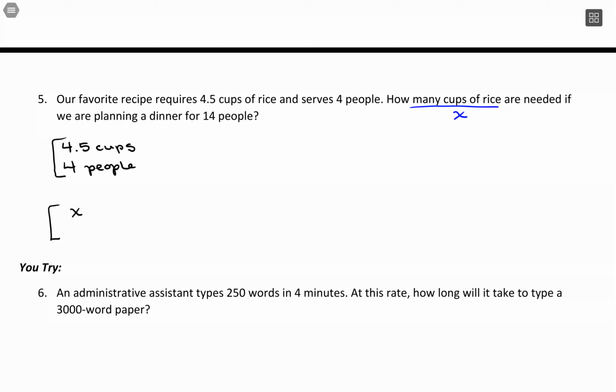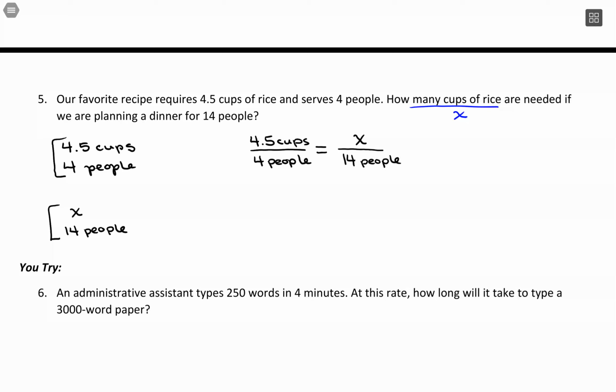So what's going to happen is I'm not going to know the number of cups of rice, but I know I have 14 people. So to set up my proportion problem, I want to work with a fraction equals a fraction. And on this left-hand side, I'm going to set it up in terms of what I know. So 4.5 cups to 4 people. And then for my second fraction, the numerator should be cups of rice, and that's our unknown. Denominator should line up with the number of people. And sorry about that, that should be 14 people.